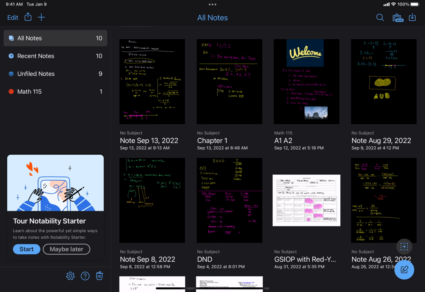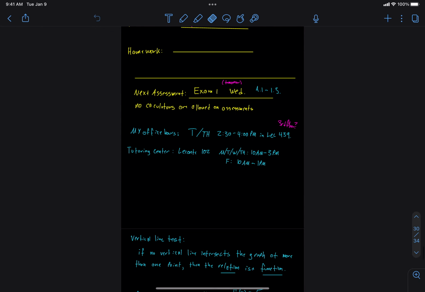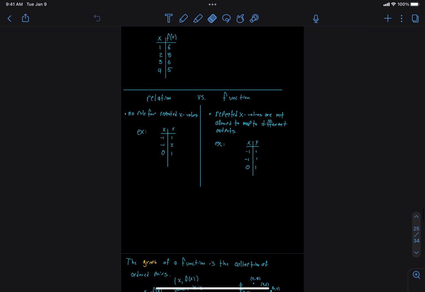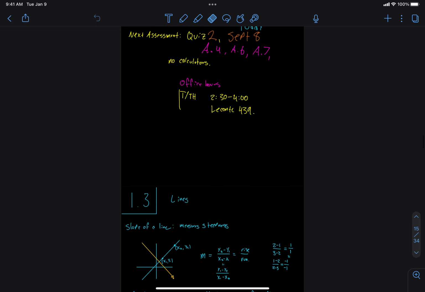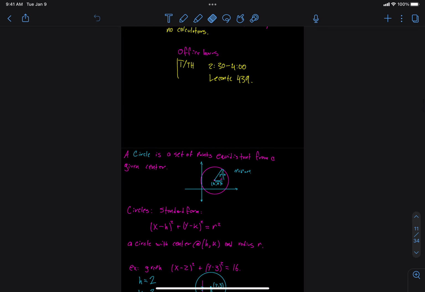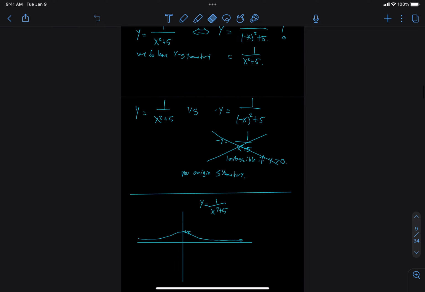Haley? Can you go over completing the square for the equation of a circle? Absolutely. So the question was, how do I complete the square for a circle?